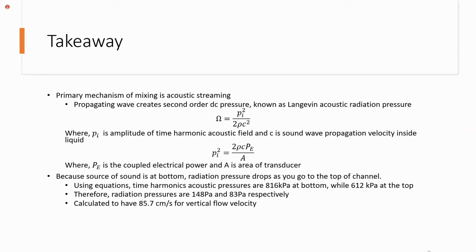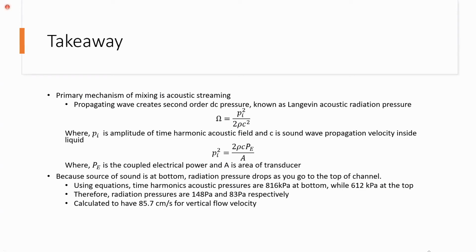Since it's perpendicular to the flow, and there's a pressure differential, you know that flow is driven from this pressure differential. So it creates an upward, or vertical, flow velocity. At the bottom, it was calculated to be around 816 kilopascals. The top was around 612. So the radiation pressures were 148 and 83, which is around a 65 pascal pressure differential. And from that calculation, the vertical flow velocity would be around 85.7 centimeters per second.